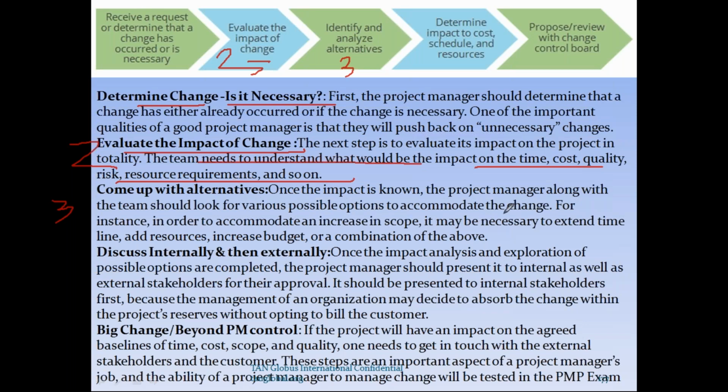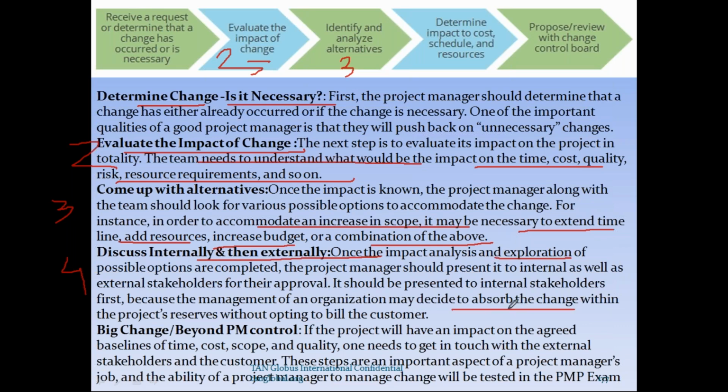Okay. Alternatives. Okay. Alternatives will be accommodate increase in scope, necessary to extend time, add resources, increase budget. So crashing, fast tracking. Okay. Adding more resources as we discussed, or cut down on scope, cut down on quality, whatever. So there may be so many options. Okay. What is the best suitable options? That you will go maybe minimum 3. Yeah. And then fourth is what, discuss internally and externally, find out what are the impacts.